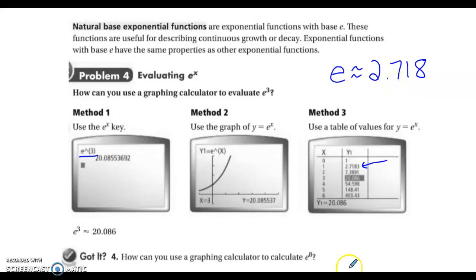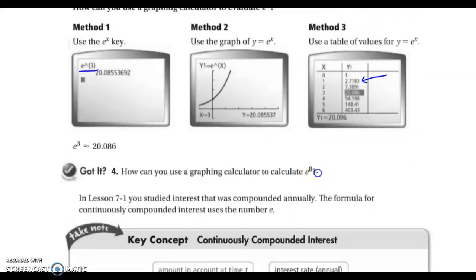Okay, so what would e to the eighth be? So go ahead and calculate what e to the eighth would be. Pause your video and see if you have it correct. Okay, you should get 2,980.96 approximately.